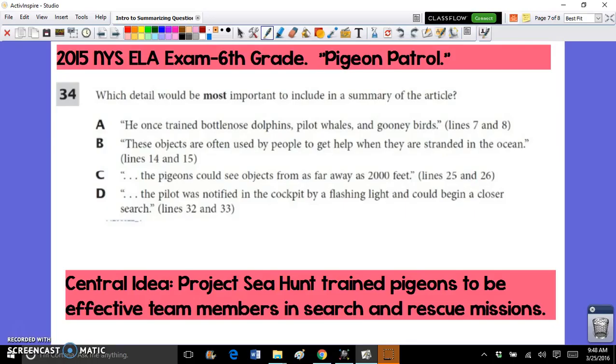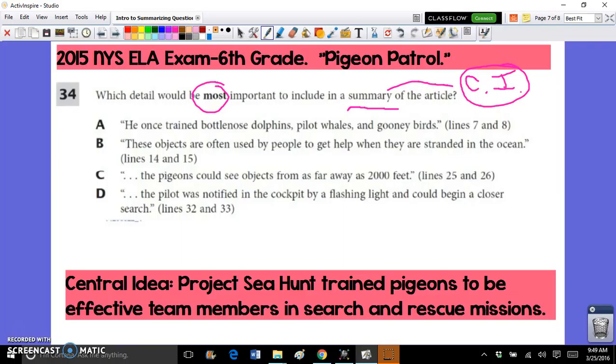All right, so this question says, which detail would be the most important to include in a summary of the article? Now, again, if I'm summarizing an article, I know that I have to have a central idea. So this question actually needs you to figure out what the central idea is first before you can figure out what detail, supporting detail, you would use to support it. So when I go back to the passage, I realize that Pigeon Patrol is mostly about Project Sea Hunt and how Project Sea Hunt has trained pigeons to be effective team members in search and rescue missions. So now I'm going to look for the detail that best shows this statement, best proves it.